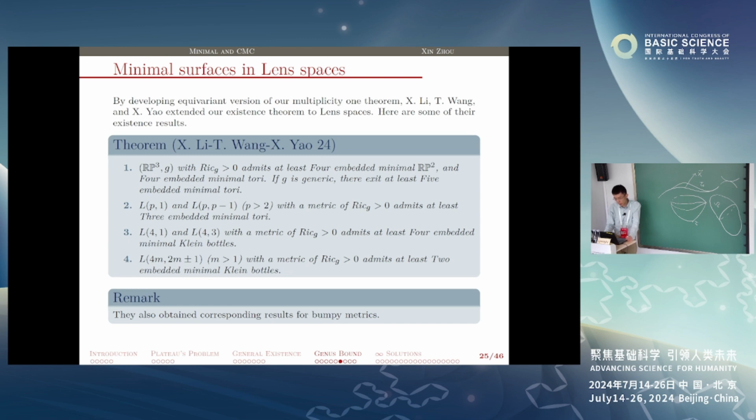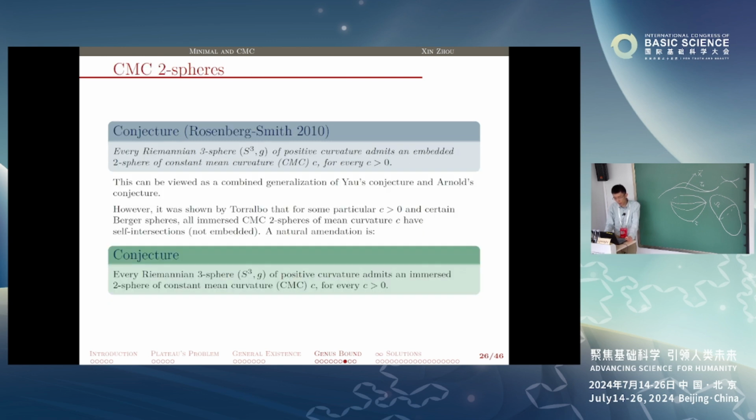There are definitely other interesting works ongoing, but I want to move on to talk about what we know about CMC surfaces with controlled topology. Again, first we are interested in CMC two spheres as an analog of Yau's conjecture. Rosenberg-Smith, this is a different Smith. In 2010, they made such a conjecture.